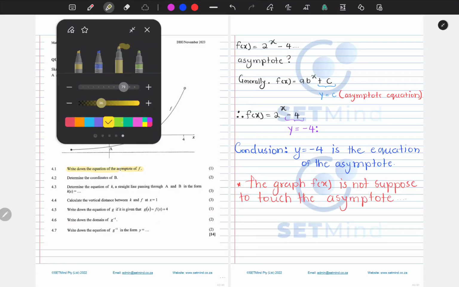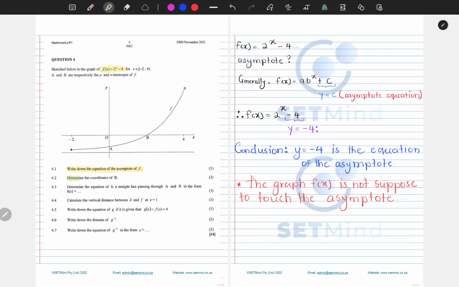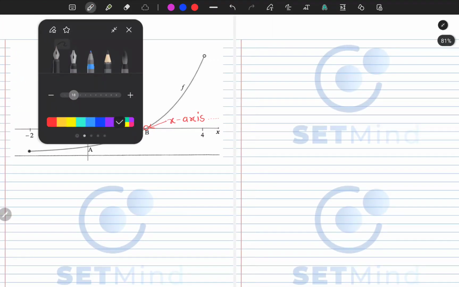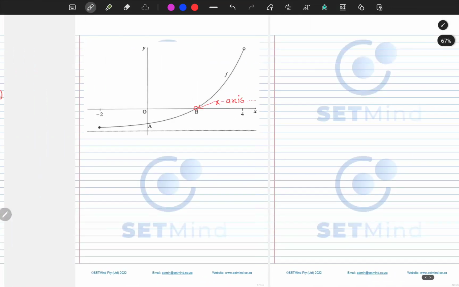Let's now go to the second question. They say determine the coordinates of B. When we look at our graph, you see where B is at. The O there is for the origin, meaning that is where we have 0 and 0. So B, if you look carefully, is on the x-axis. And we are looking for the coordinates of B.